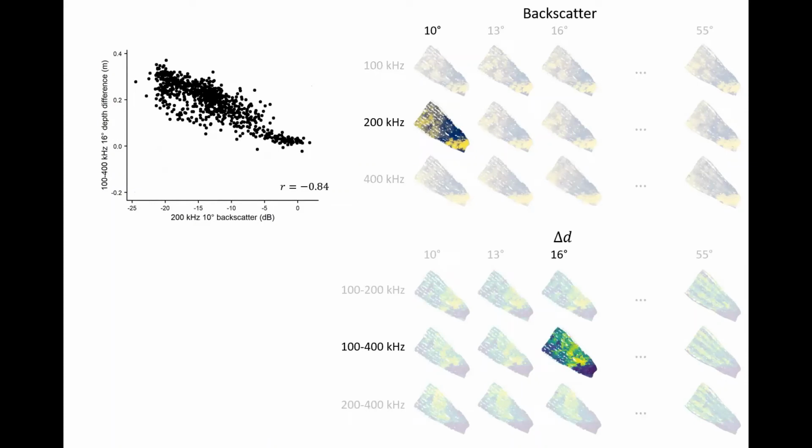But other relationships are pretty interesting if we look at some of the backscatter variables, like the 200 kilohertz at 10 degrees versus the difference in measured depths between 100 and 400 kilohertz at 16 degrees. We see a pretty strong negative correlation, which makes a lot of sense because you would expect higher backscatter values to represent harder sediment, therefore no differences in penetration between signals.